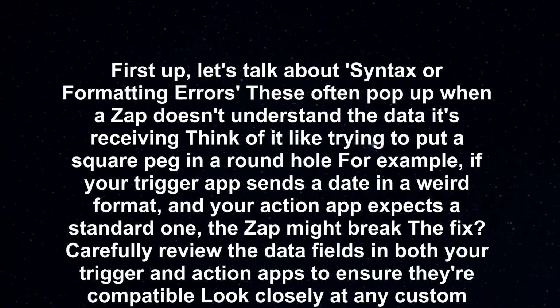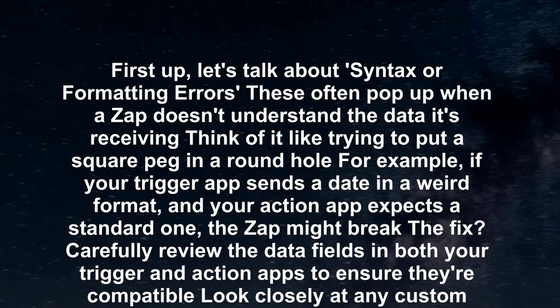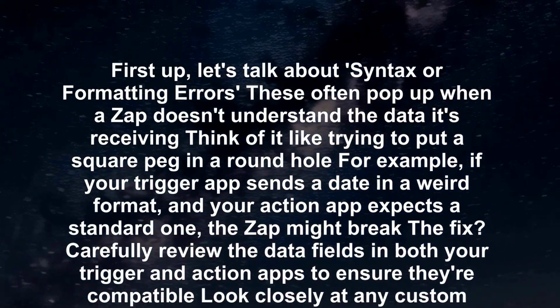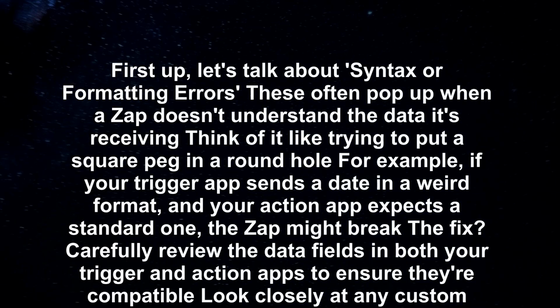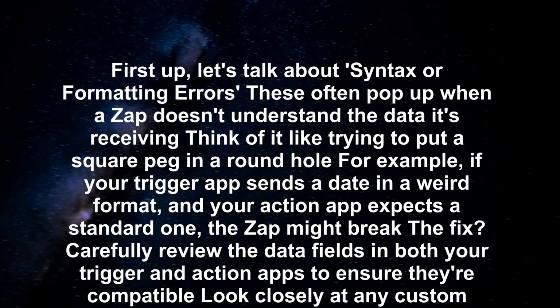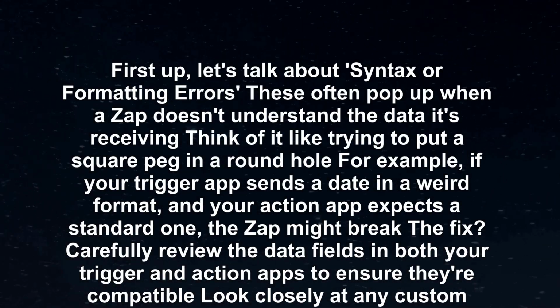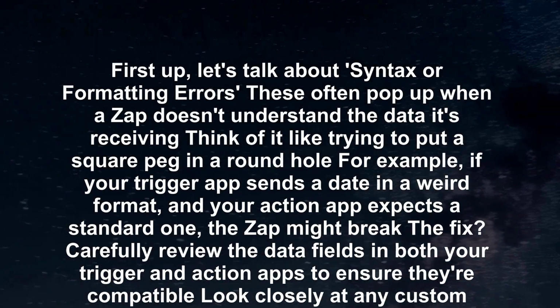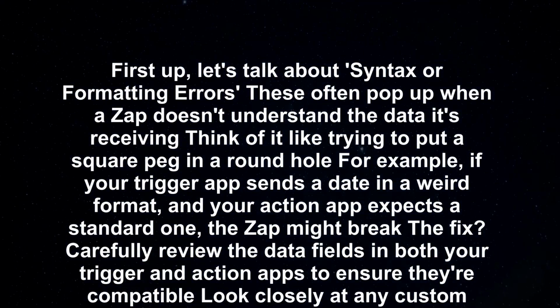These often pop up when a Zap doesn't understand the data it's receiving. Think of it like trying to put a square peg in a round hole, for example. If your trigger app sends a date in a weird format, and your action app expects a standard one, the Zap might break. The fix? Carefully review the data fields in both your trigger and action apps to ensure they're compatible. Look closely at any custom fields you've set up, as these are common sources of these errors.